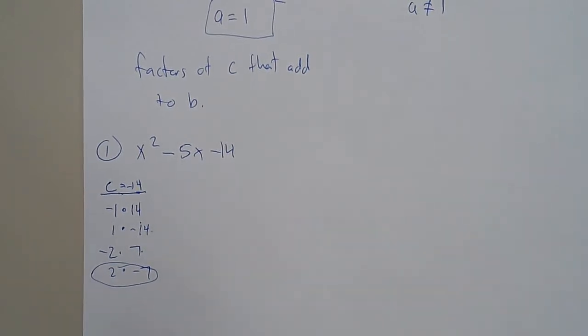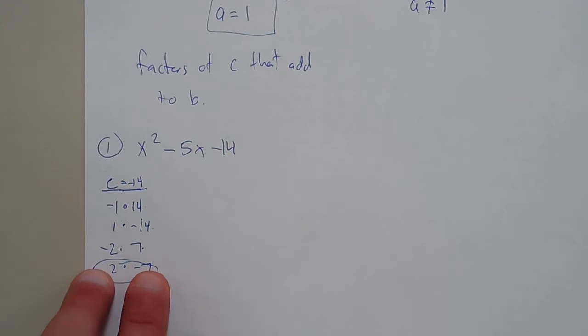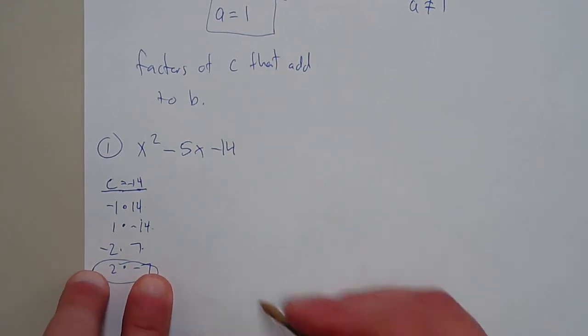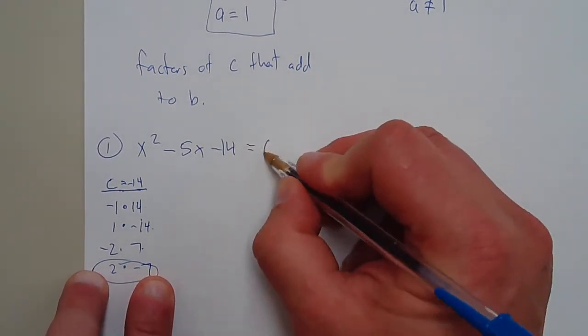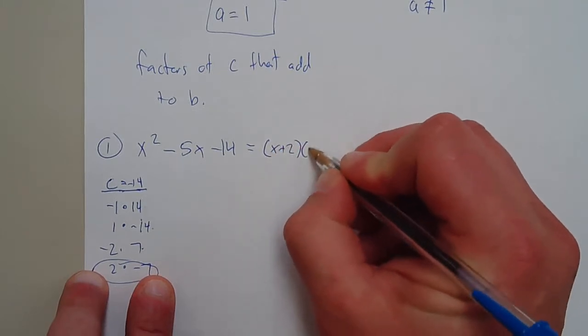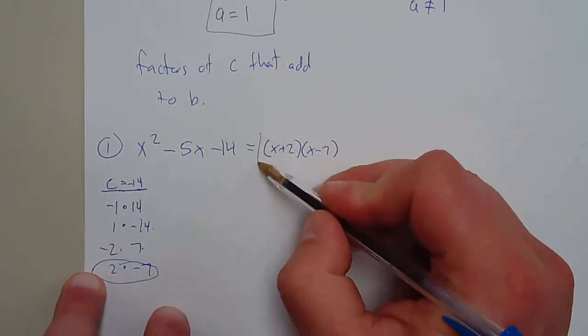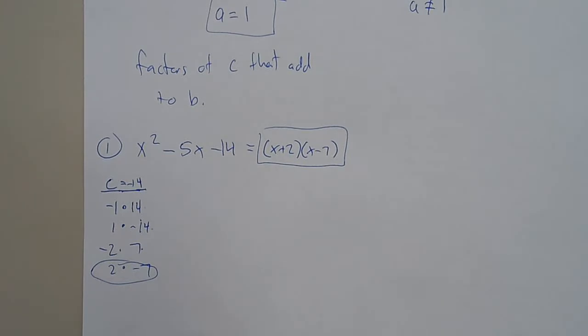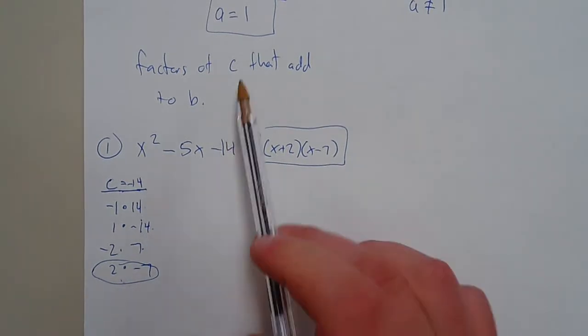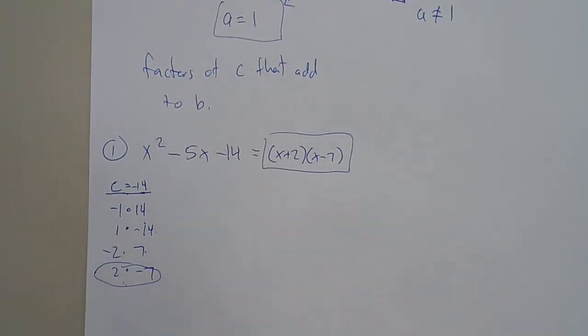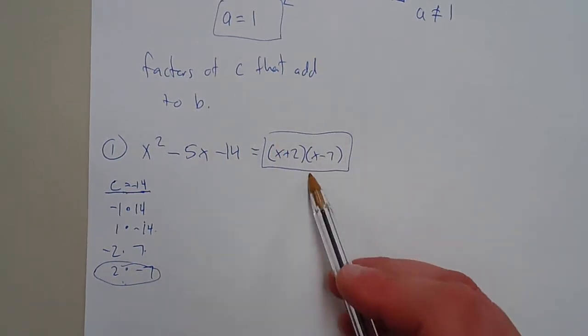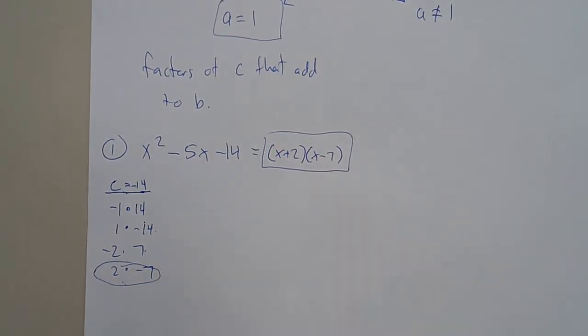And then once you've got that, to write the factored form, these are the two numbers we use as our factors. So the factored form of this is just going to be x plus 2 and x minus 7. And that's actually the entire answer. So you're finding these numbers by using this little rule right here. This is the factored form of that polynomial.